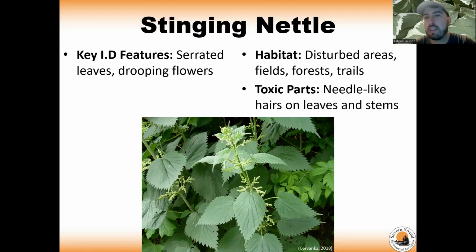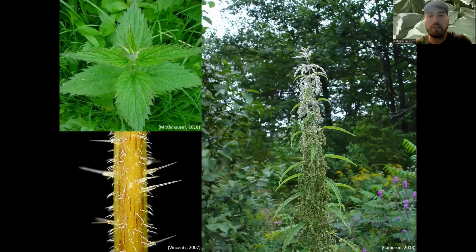Typically, as I said, there's variability, so it depends on the individual. And in terms of habitat, it's mainly in disturbed areas. I see it a lot on trail edges and open fields. So here's a couple examples of stinging nettle. As you can see, it can get quite tall.